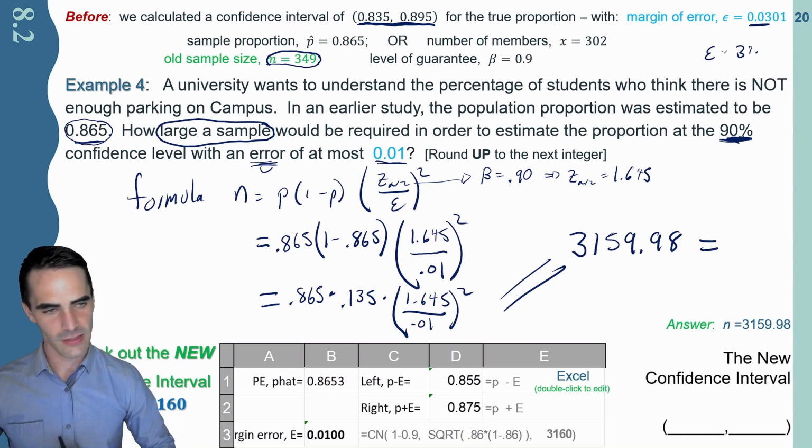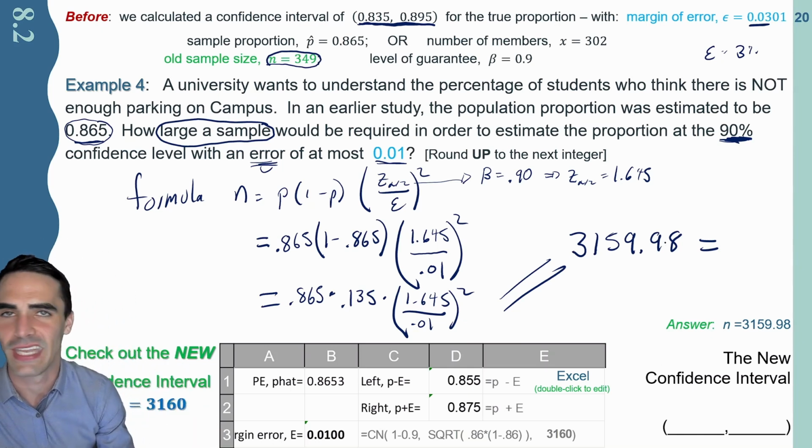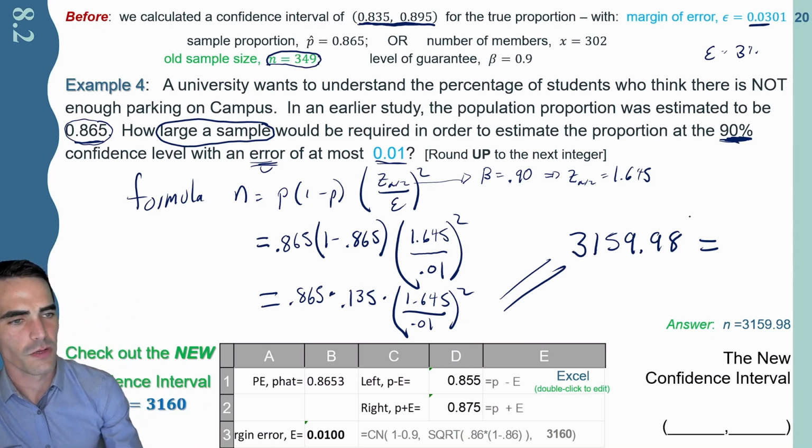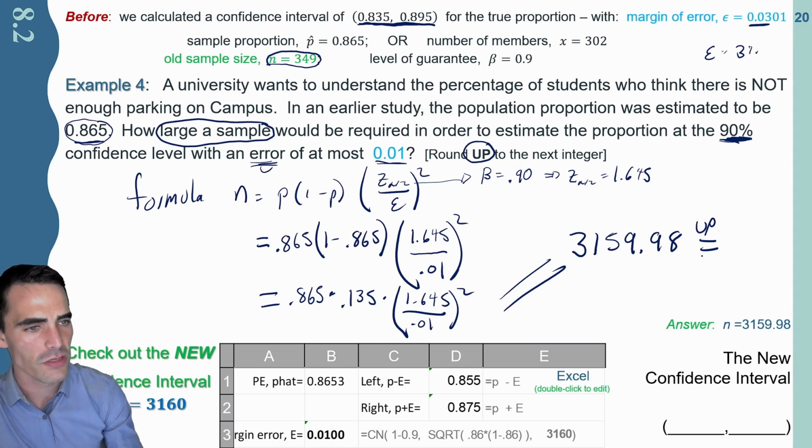You might be tempted to box it. Please do not. We're not going to talk to 0.98 of a person. Let's always make sure we round up. Interestingly enough, this actually is a rule of thumb: you don't just round to the nearest integer. You always round sample size up. So this should be 3,160 individuals. That's how large of a sample I need.